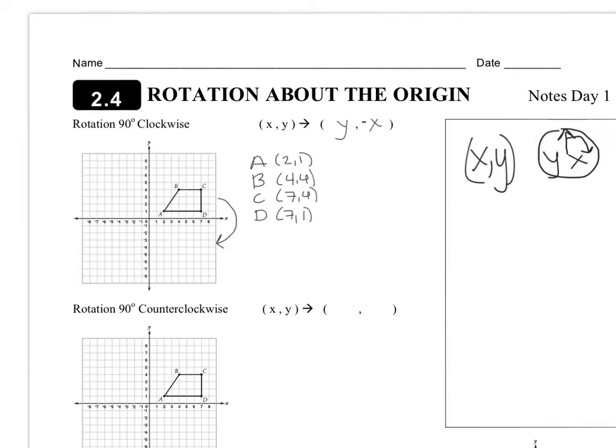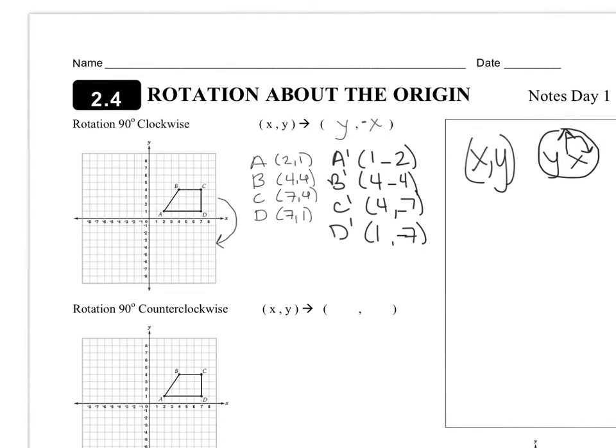Okay, so let's rewrite the new ordered pairs. We have A prime will go to 1, 2. First, I'm just going to flip everything. B prime will go to 4, 4. C prime will go to 4, 7. And then D prime goes to 1, 7. And remember, one of them has to change signs, and that is the X. So let's put a negative sign in front of each of the X coordinates.